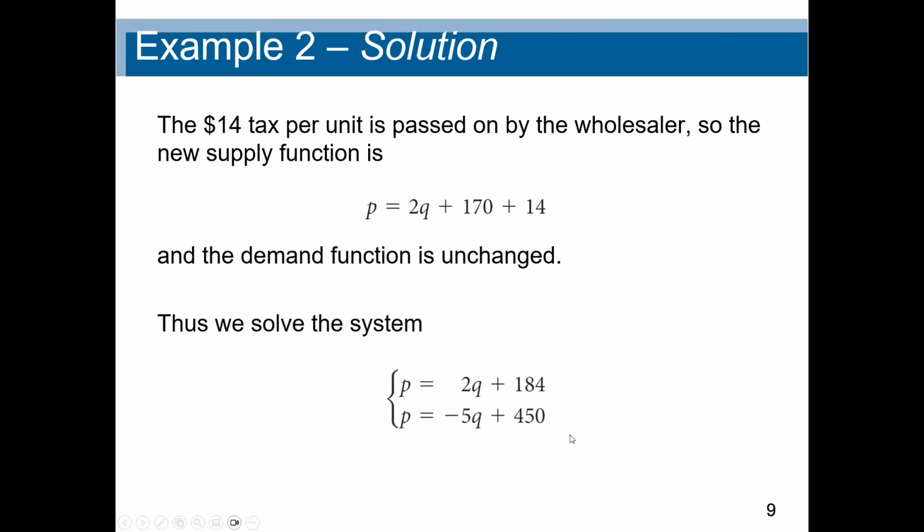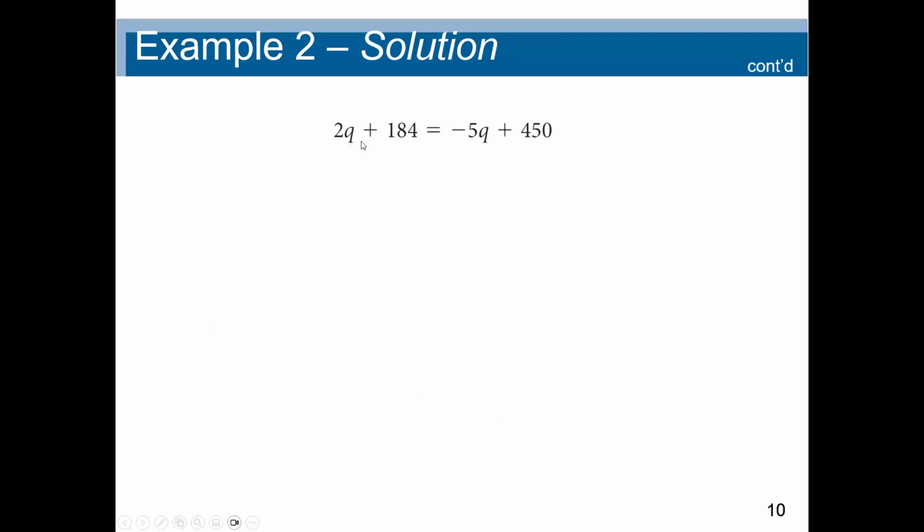Now we can solve for the new P and Q, using the same steps again. To solve for Q, we say 2Q plus 184 equals minus 5Q plus 450. Then we have 7Q equals 266, because 450 minus 184 gives me 266. Minus 5Q crossing the equal sign becomes plus 5Q, so it will be 5Q plus 2Q, which is 7Q. So Q equals 266 divided by 7, which gives us 38.